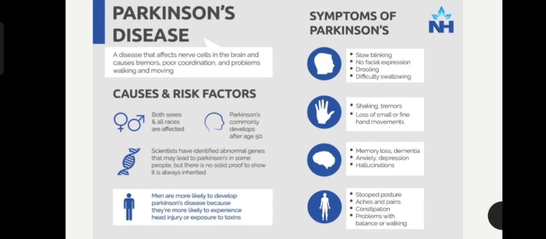Now let's see the causes and the risk factors. In Parkinson's disease, both sexes and all races are affected. Parkinson's disease is commonly developed after the age of 50. Scientists have identified abnormal genes that may lead to Parkinson's in some people, but there is no solid proof to show it's always inherited. Men are more likely to develop Parkinson's disease because they are more likely to experience head injury or exposure to toxins.